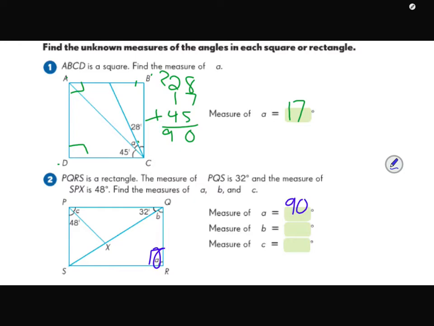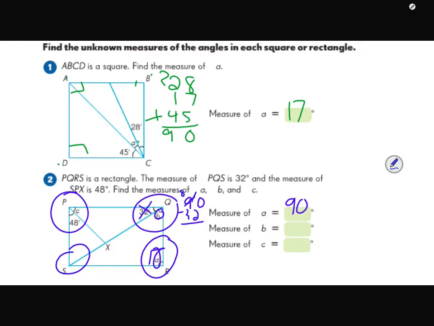B is right here. I want to find B. Again, this is 90, this is 90, this is 90, this is 90. I'm just going to do 90, get rid of that 32 to see what's left. And I get 58. So I know that B is 58 degrees.